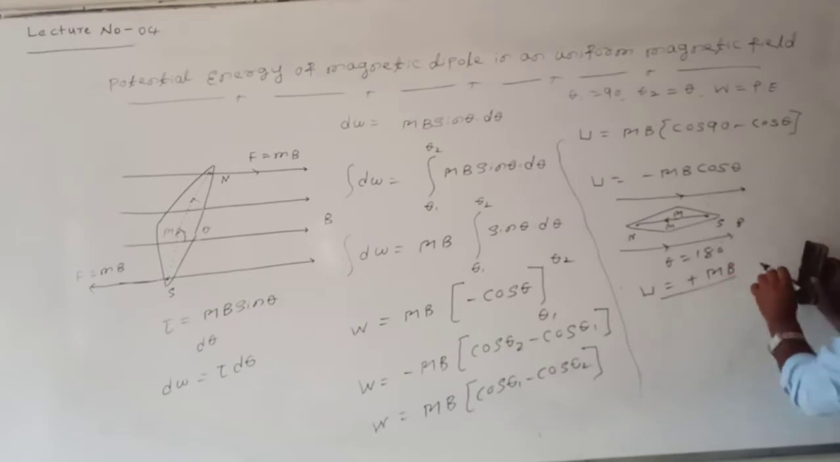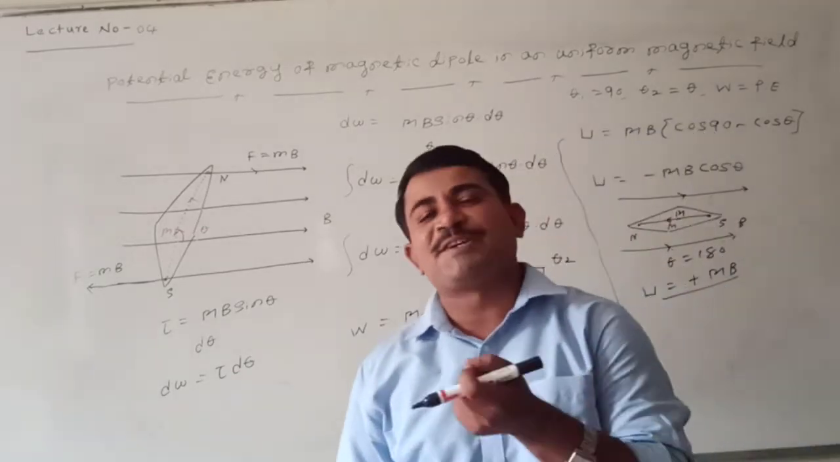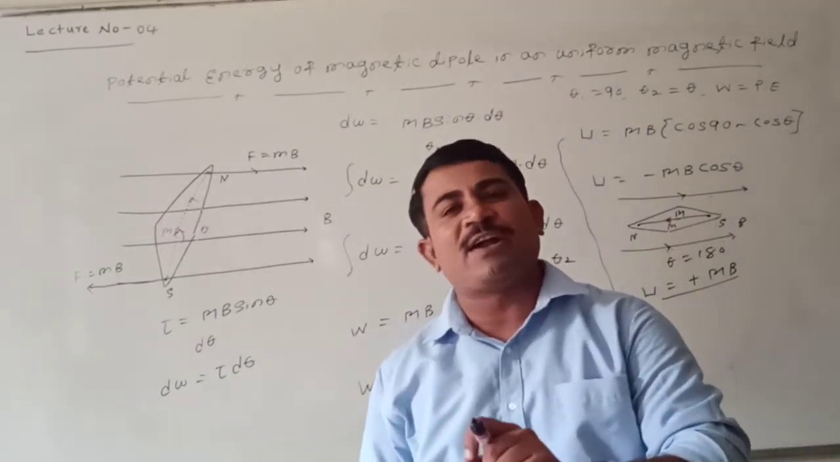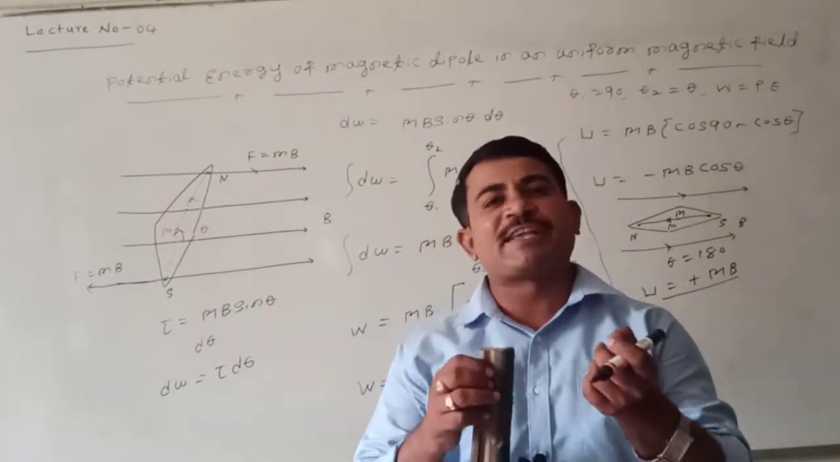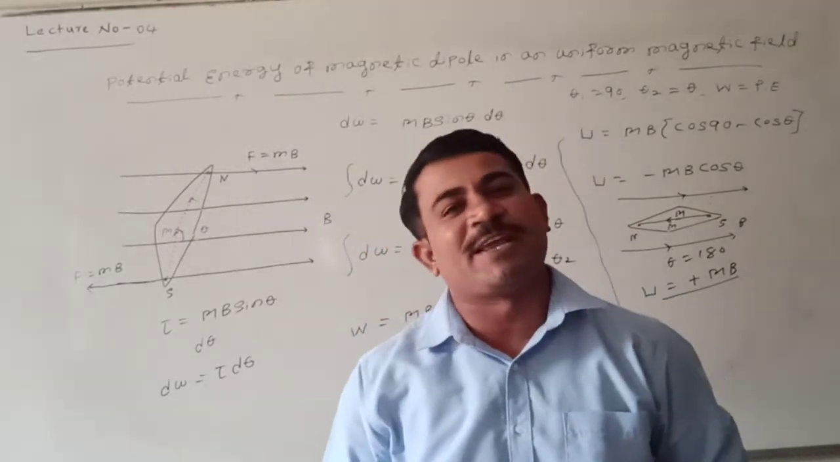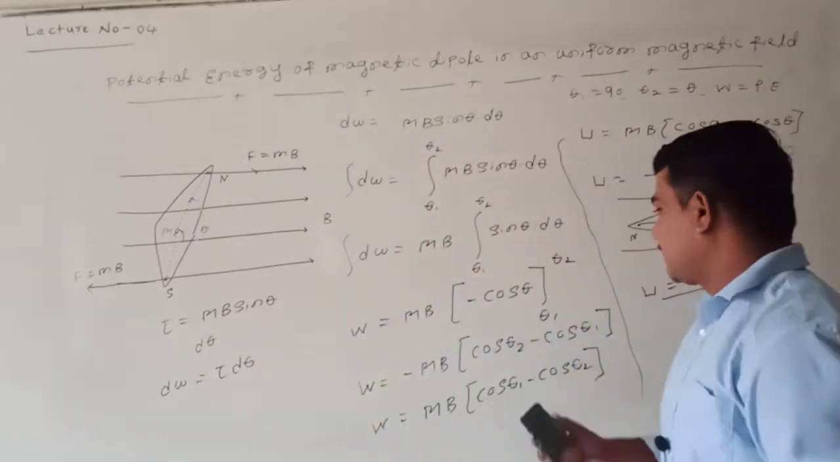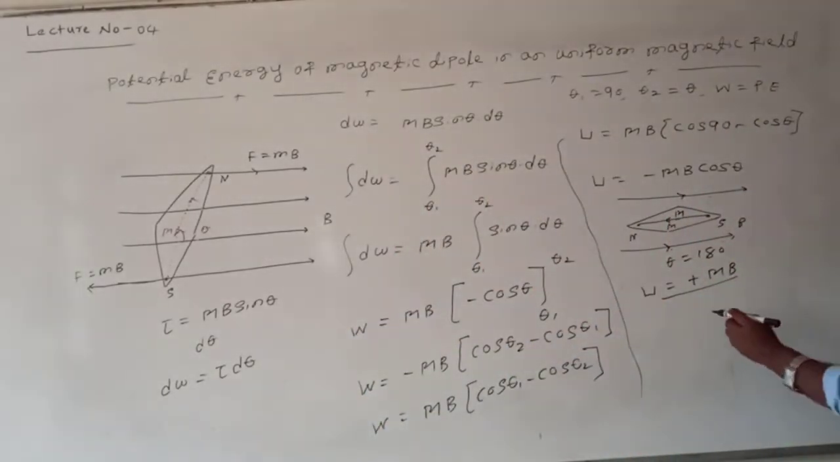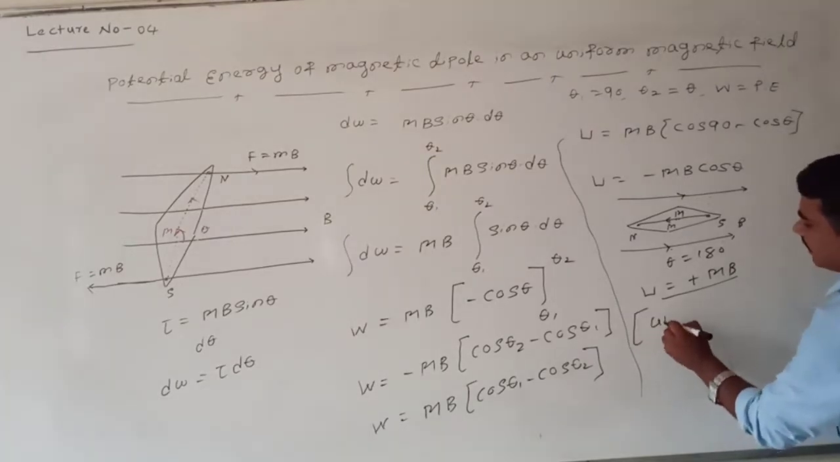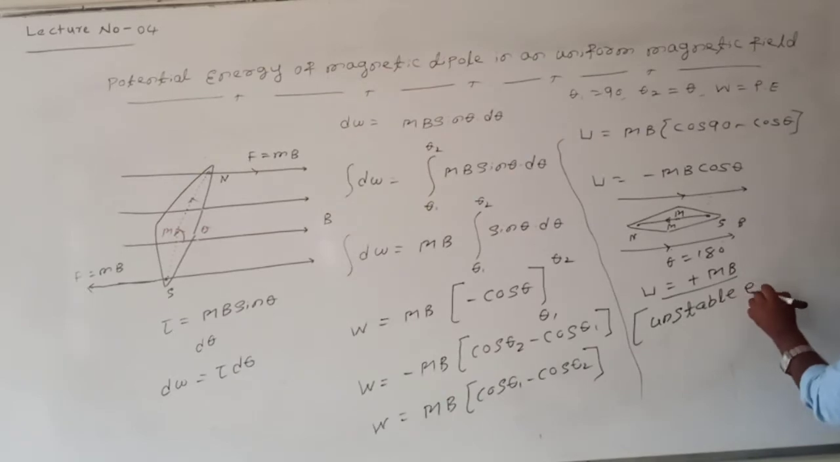It has maximum energy. I mean, when a dipole rotates from theta 1 is equal to 90 degree to theta 2 is equal to 180 degree, it has maximum energy. The maximum energy condition we are calling unstable equilibrium. We call it unstable equilibrium. See here, this condition I can call unstable equilibrium.